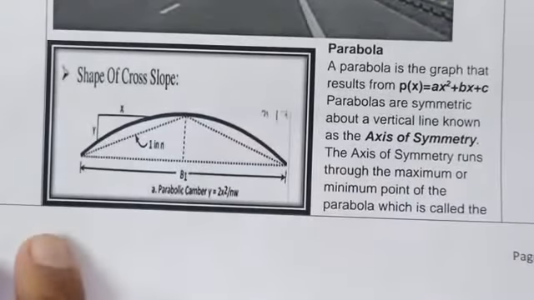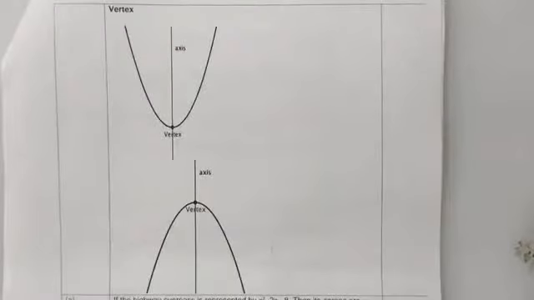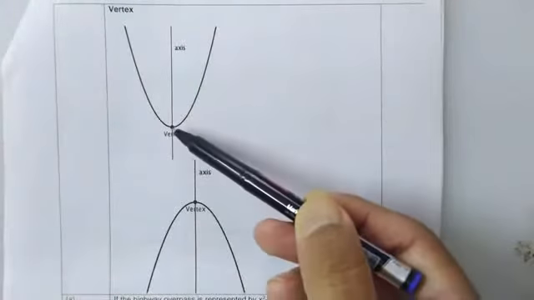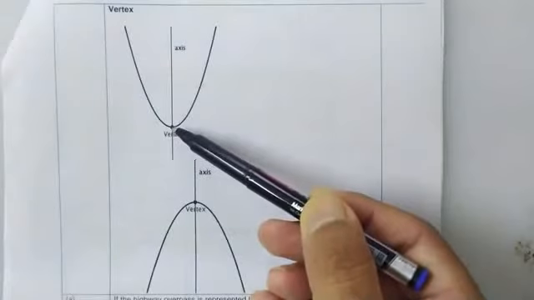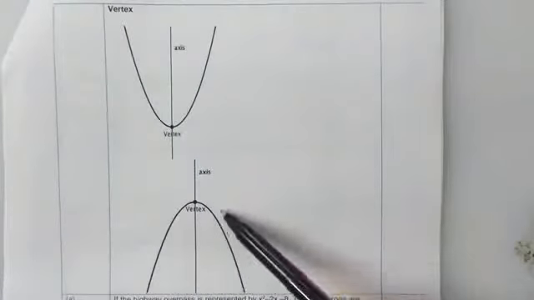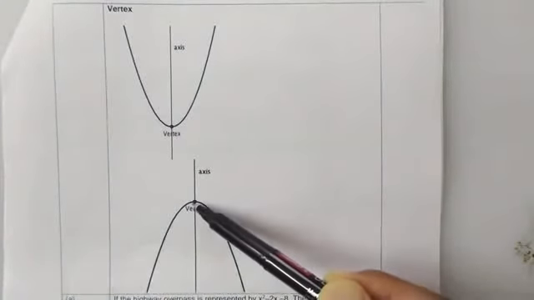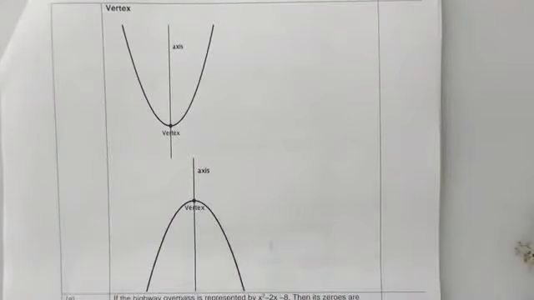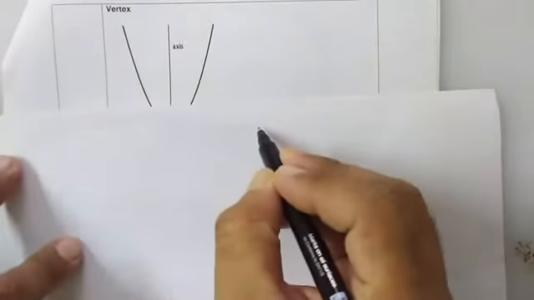Okay, so let's see, this is an upward and this is a downward parabola, right? So this is the axis and this is the minimum point, that is called the vertex. Here it is a downward parabola, here is the vertex, the maximum point is the vertex here, and this is the axis of symmetry. Now let's discuss the quadratic polynomial.